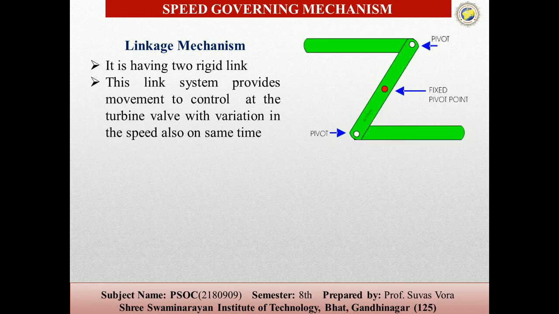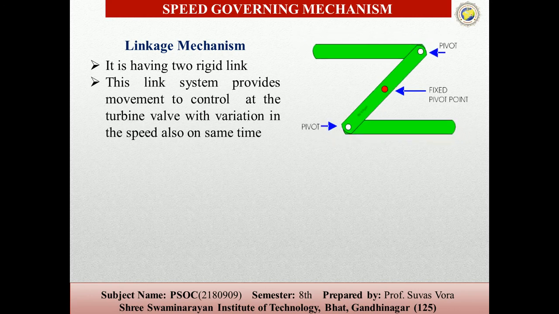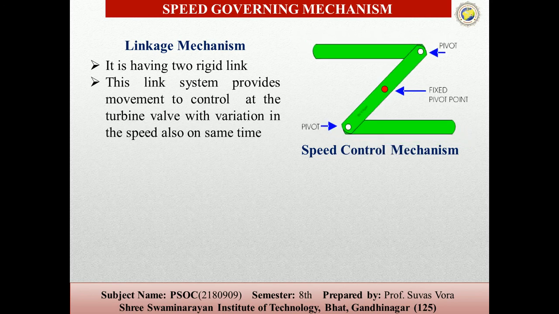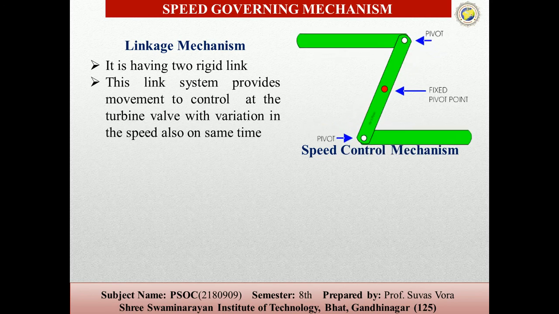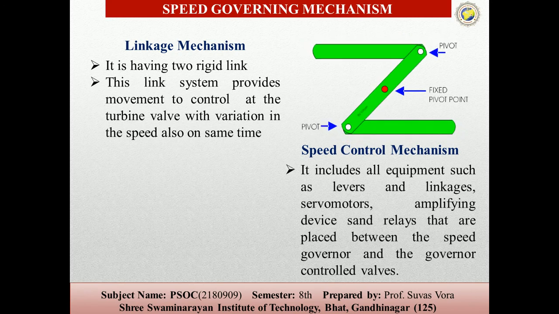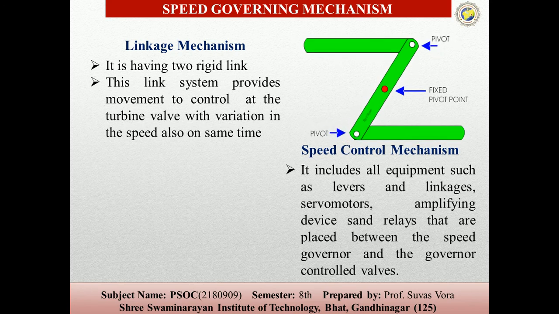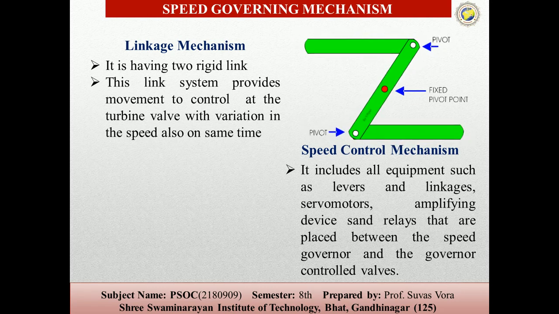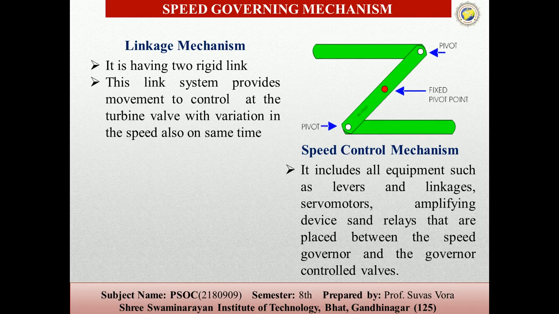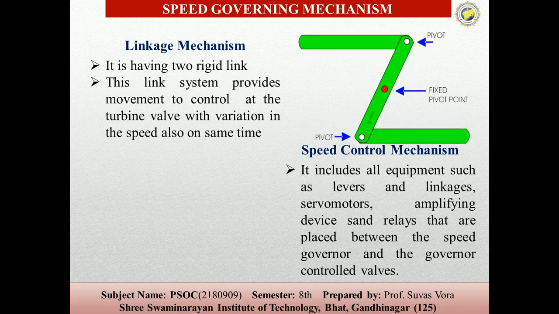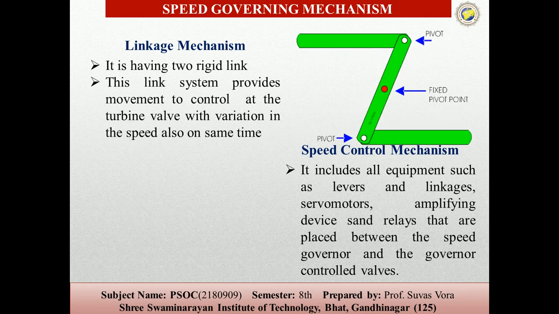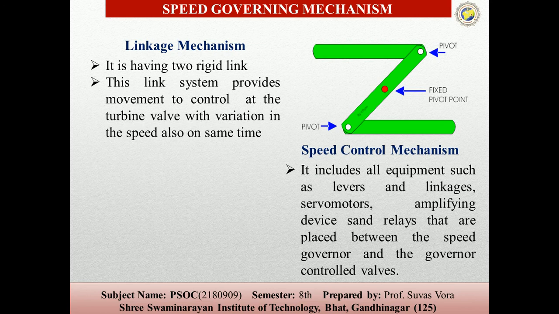At the same time it also provides the feedback from the steam. Then after the speed control mechanism. So the speed control mechanism consists of various elements like the lever, then linkages, servo motors, amplifying devices, and the relay, etc. And these are placed between the speed governor and the governor control valves.